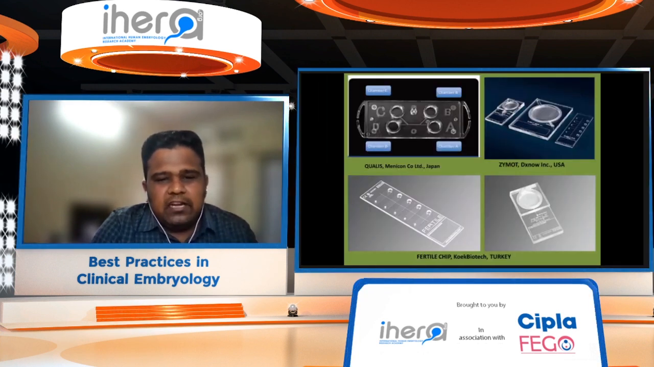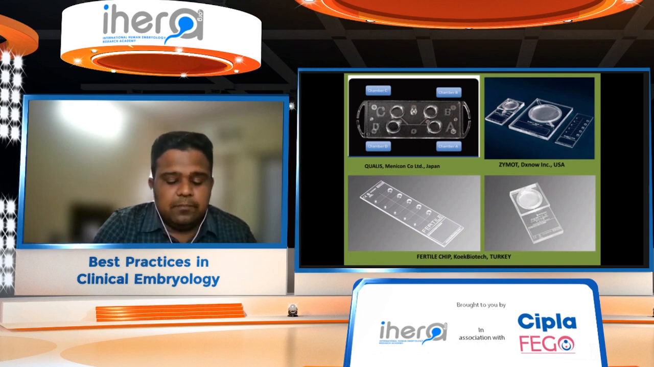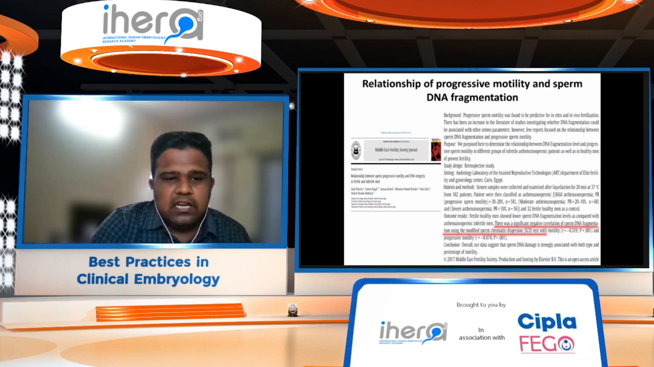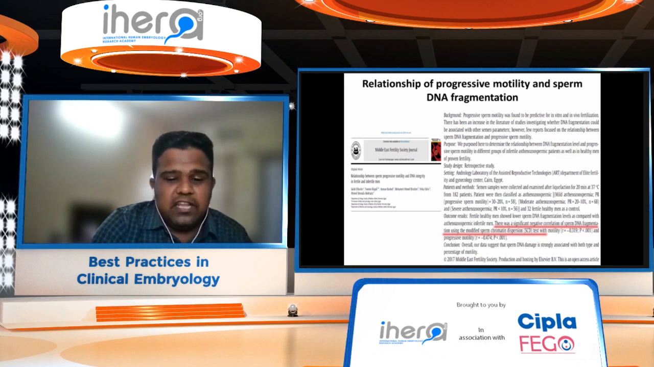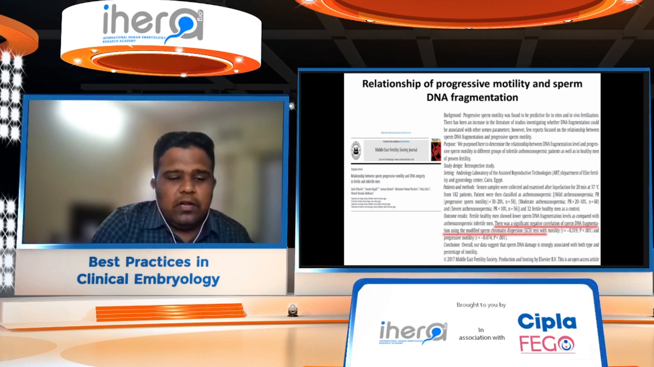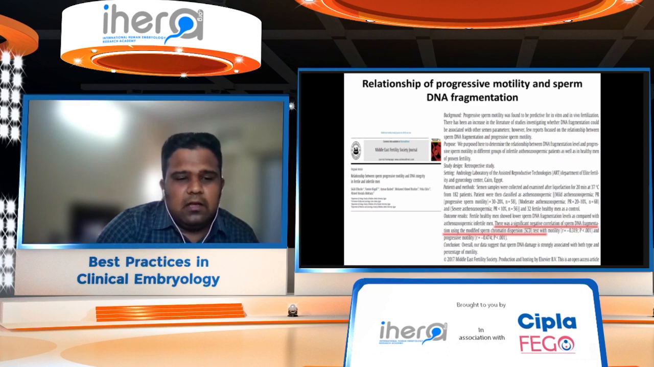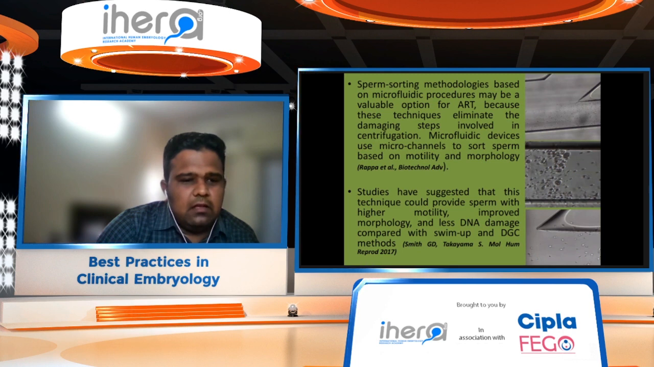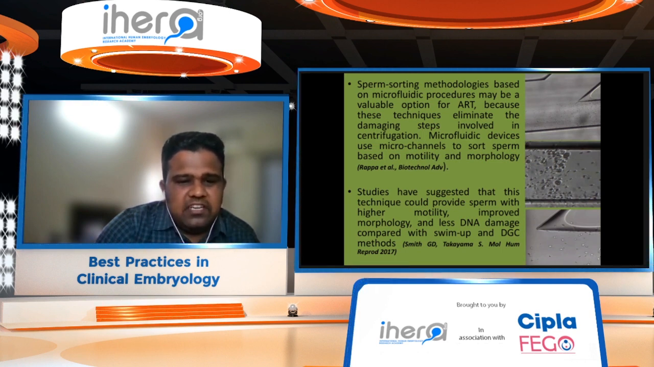A variety of microfluidic devices are available in the market and have been used for the last decade, and can be used in IUI, IVF, and even for ICSI preparation for severe male factor infertility. There was an interesting paper published in the Middle East Fertility Society Journal in 2018. They have shown a relationship of progressive motility of spermatozoa with reduced DNA fragmentation. This particularly means that a good motile semen sample, sperm with good motility, have the tendency to have less DNA fragmentation, and sperm sorting methods are valuable options in ART and eliminate the damaging effects of centrifugation.